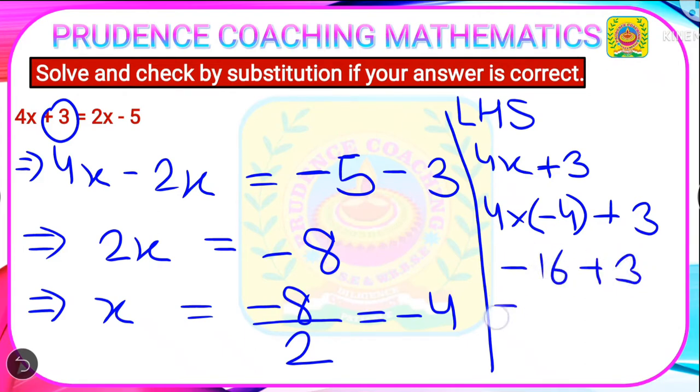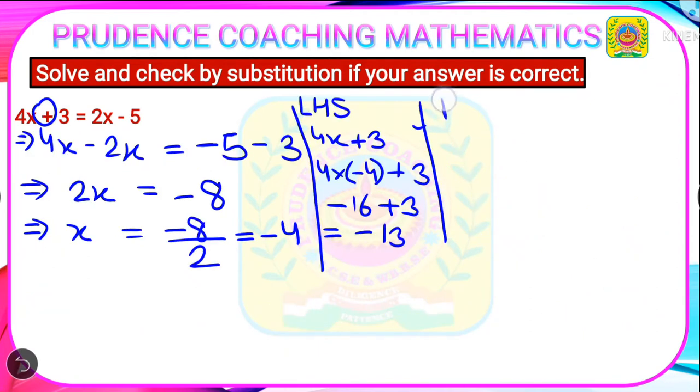So your answer will be minus 13, because both of them, minus 16 and plus 3, have different signs, that is plus and minus. So we need to subtract and give the sign of the bigger one. So here we are getting 13. Now we need to check for the RHS.